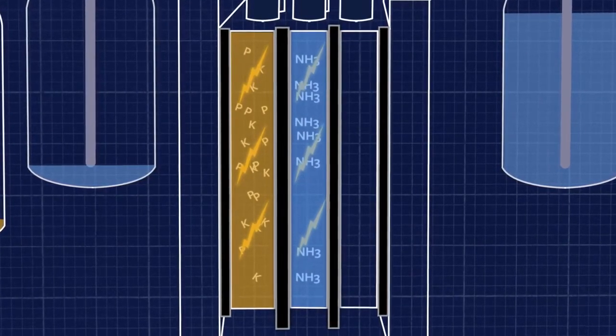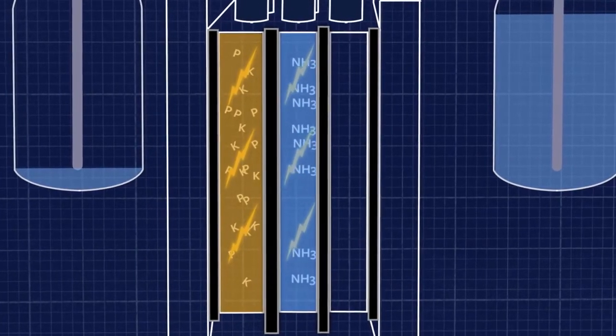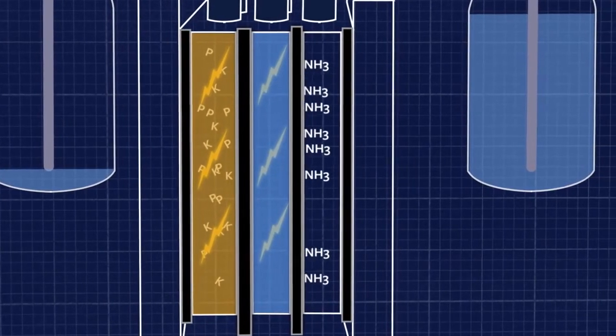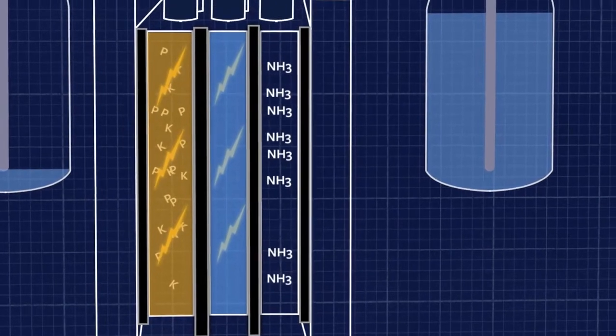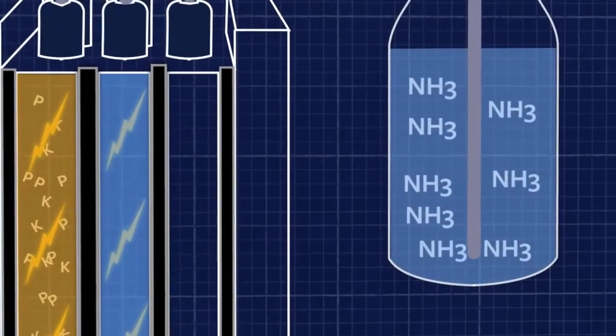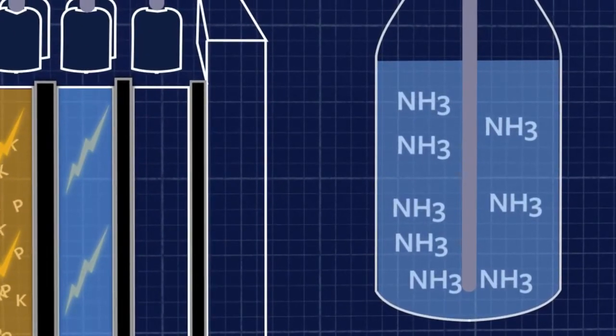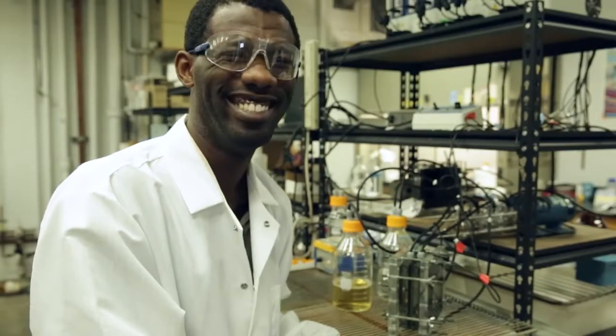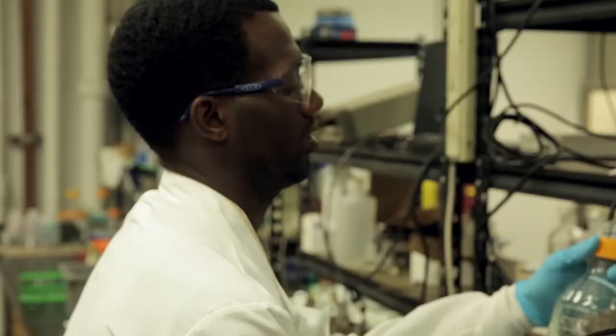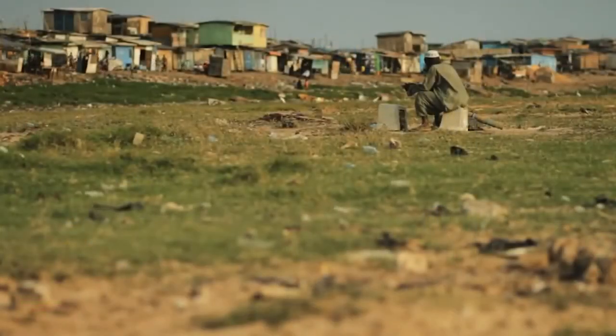NH3 is a gas. Now we have a membrane that selects for gases. We leave the liquid behind and only gas can get through. That nitrogen as a gas is mixed with water to capture it, and now we have a liquid fertilizer. That's it. As we're making the technology in the lab, we're also doing field visits to Nairobi, Kenya.